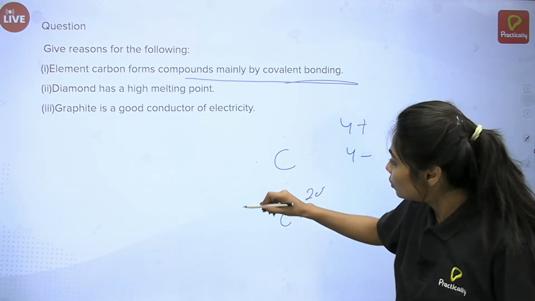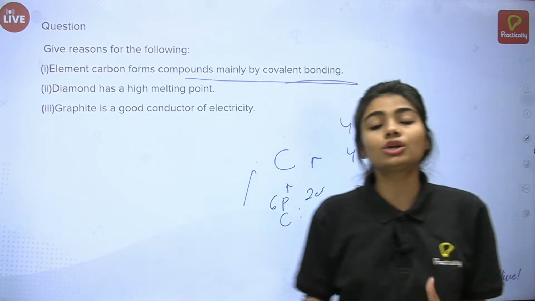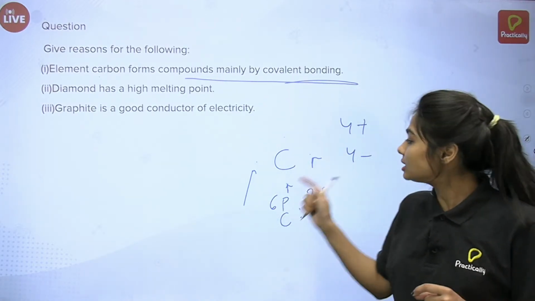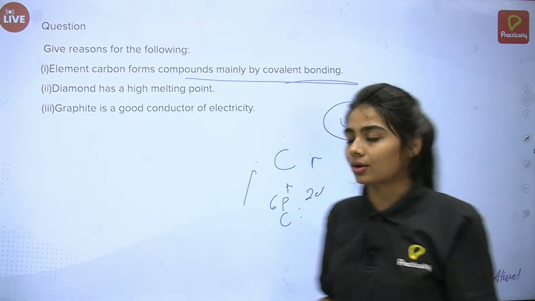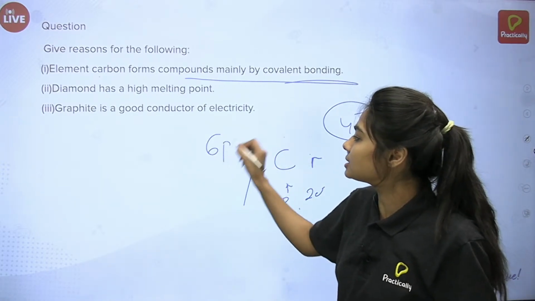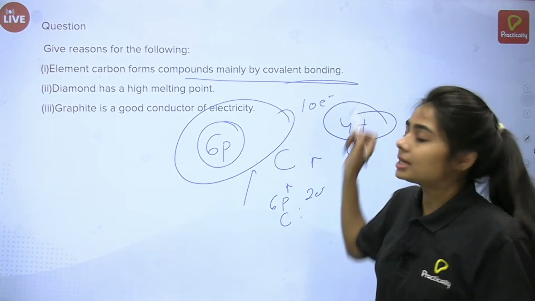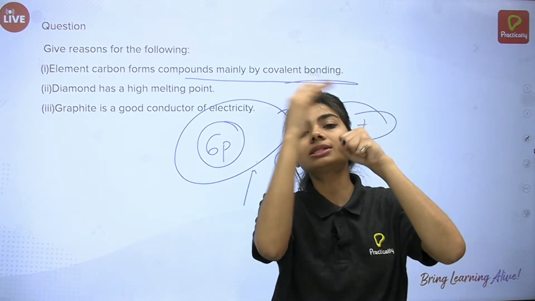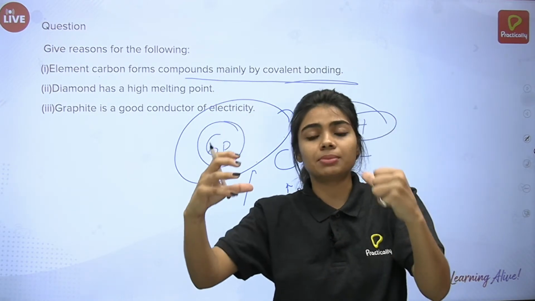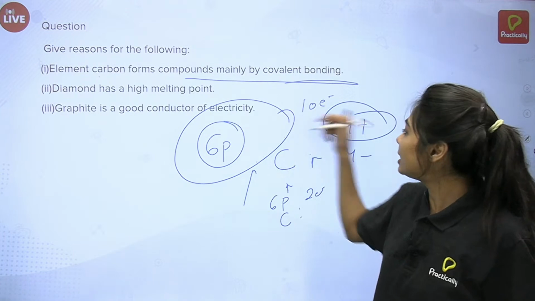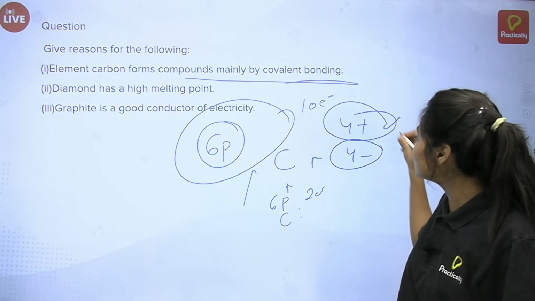So here, to remove these 4 electrons, you need to provide a very high amount of energy, correct? That's why it cannot give 4 electrons. If it gains 4 electrons, then the 6 protons inside the nucleus of the carbon atom are holding 10 electrons, which is not good for stability. So it will not be stable. That's why it cannot lose or gain 4 electrons. It will neither lose nor gain.